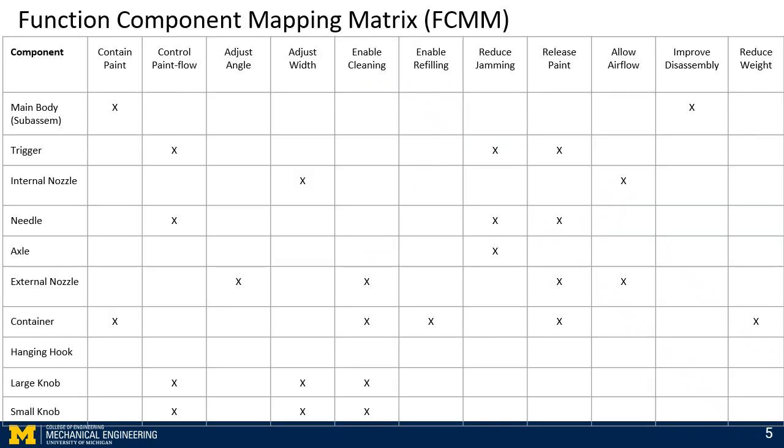The function component mapping matrix shows that most components contribute to the primary functions of the release of paint and the airflow associated with that release. This presents an opportunity for part consolidation with these components. It can also be seen that the hanging hook does not contribute to any primary functions. This information allowed us to look for opportunities to incorporate this hanging hook into a different component.